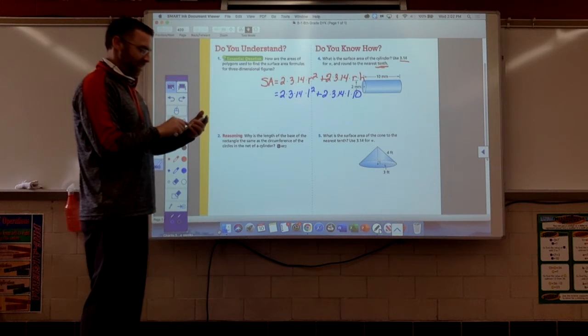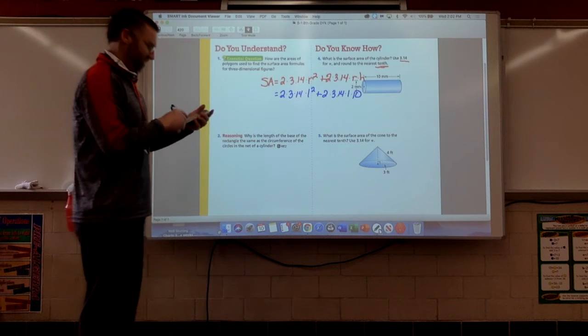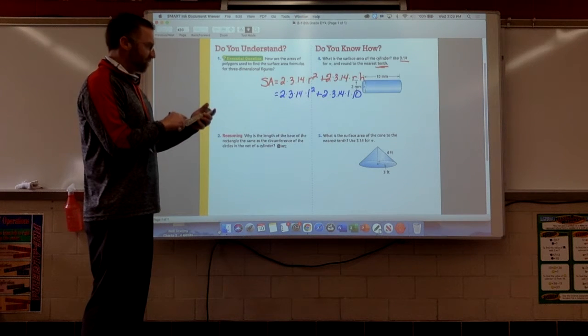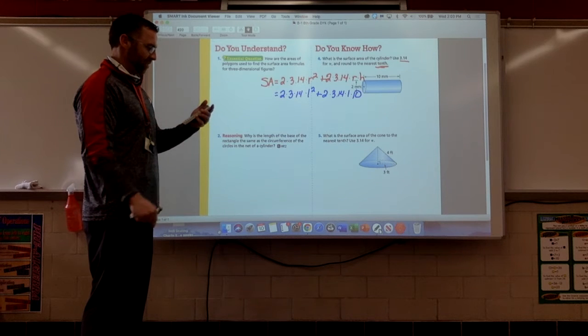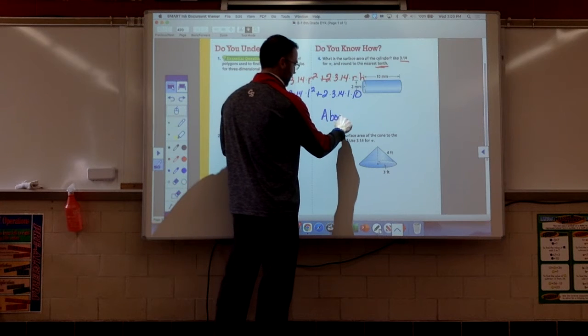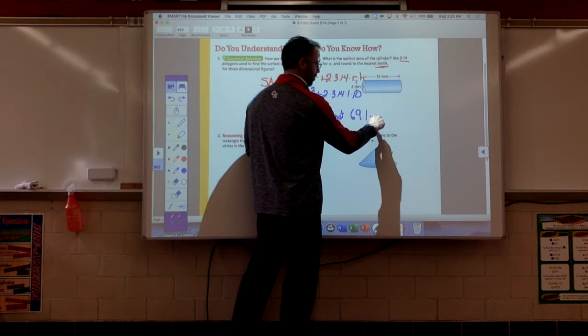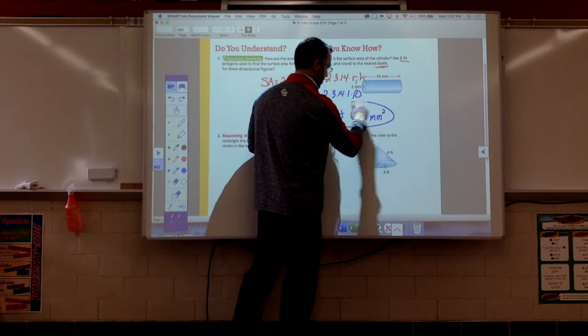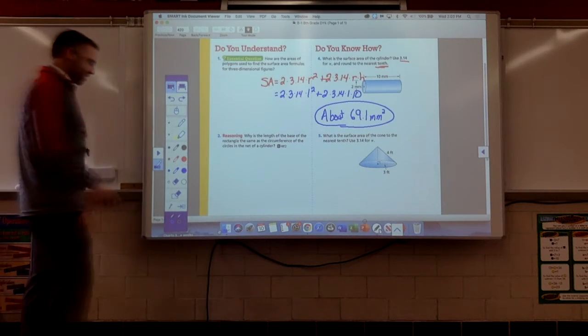All right, this may take the longest thing out of everything. 2 times 3.14 times 1 squared. Why would I even square 1? It's a waste of time. Plus 2 times 3.14 times 1 times 10. Press enter. Round to the nearest tenth. Folks, that surface area is about 69.1 square millimeters. There you go. That's surface area of a cylinder.